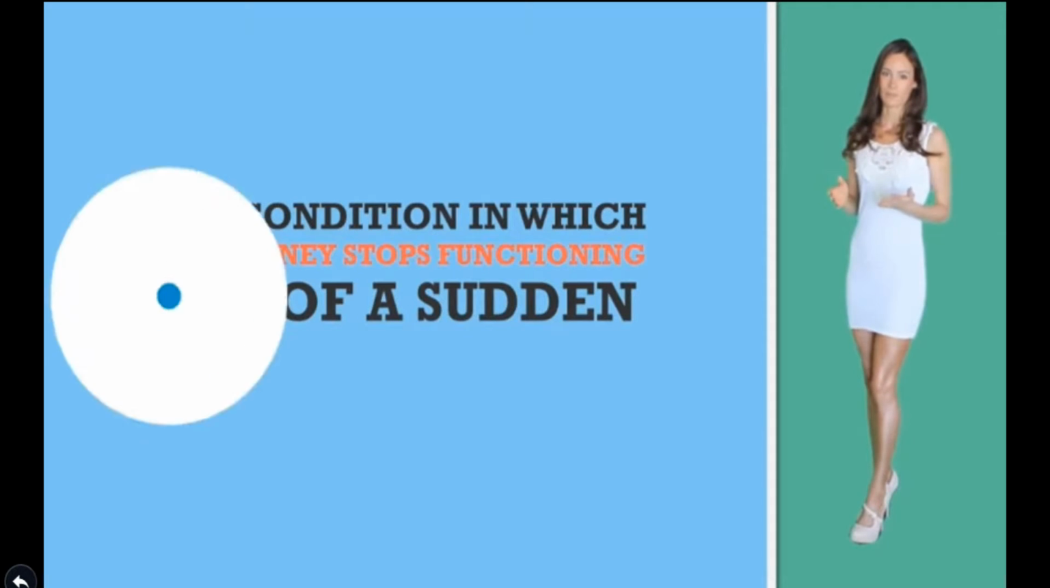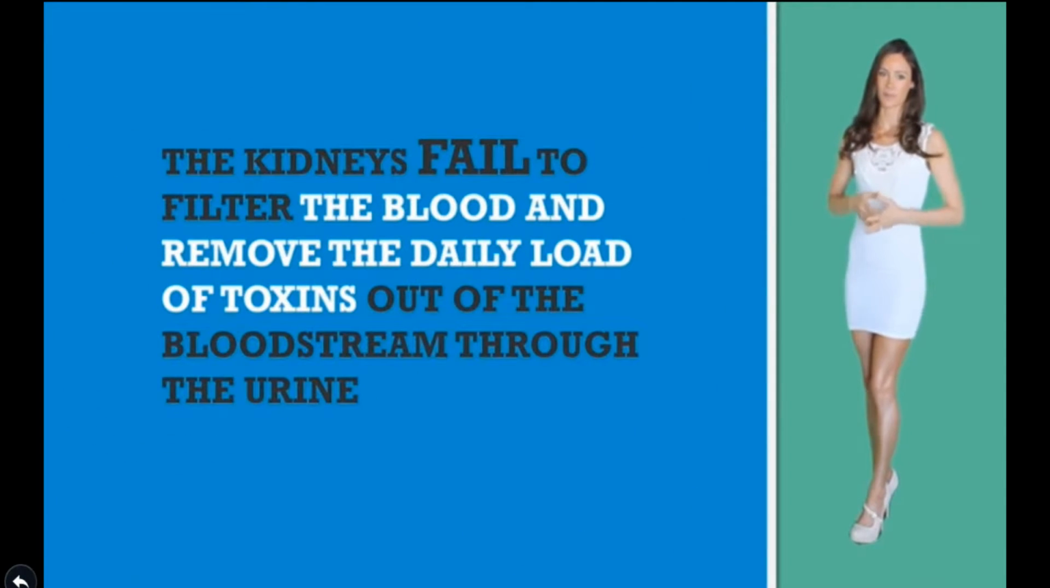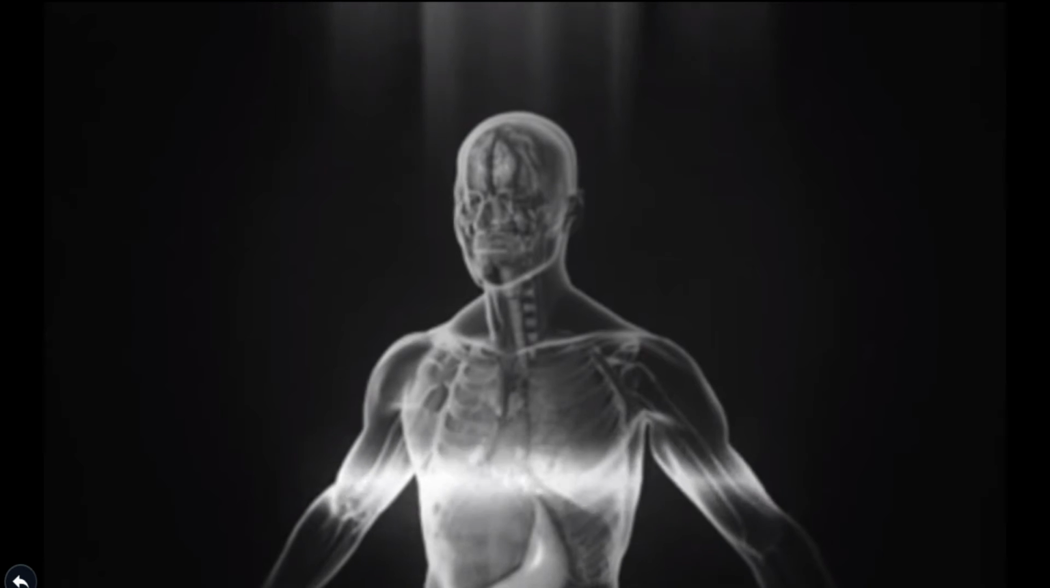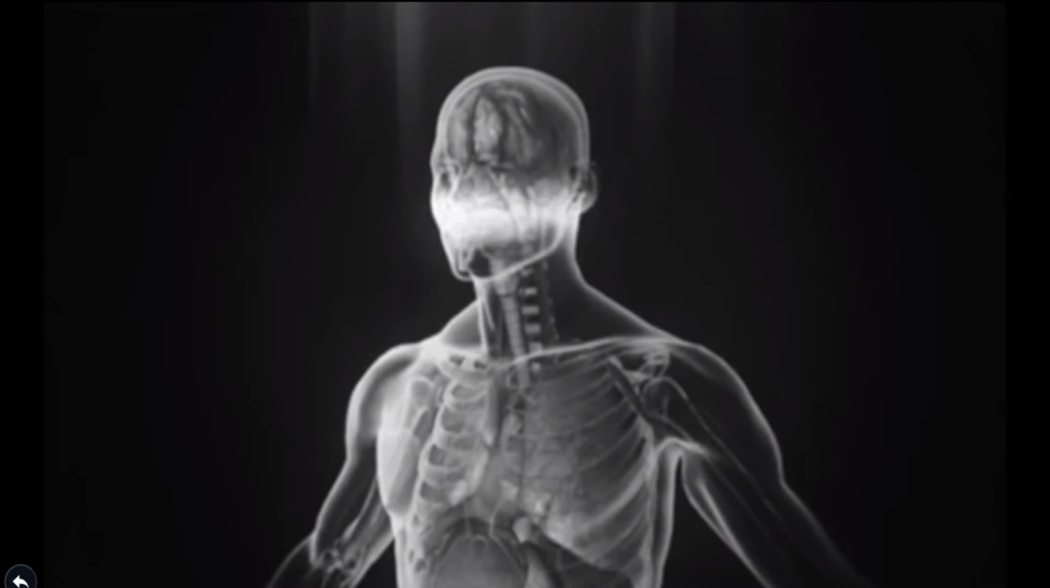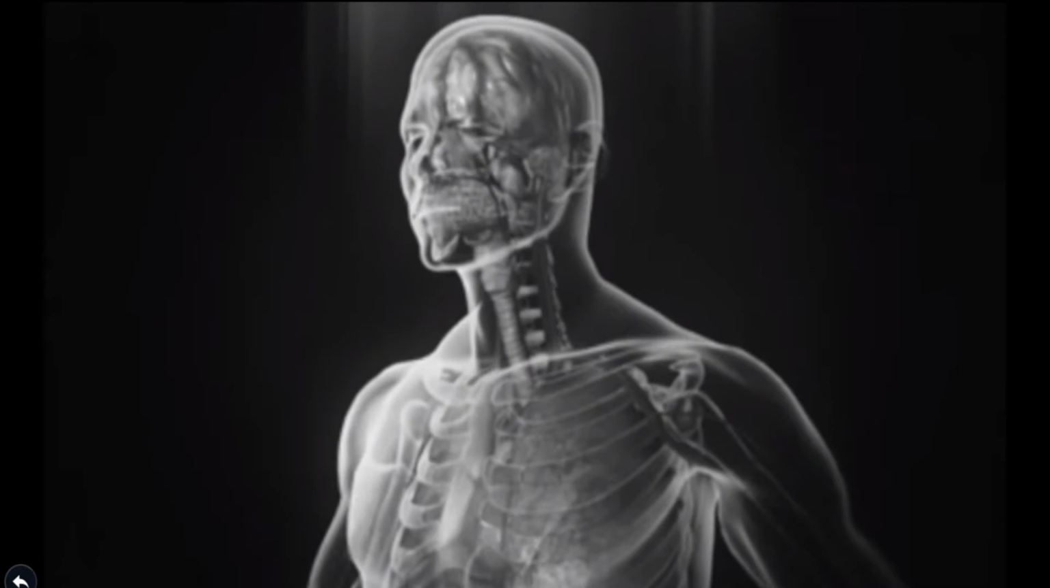In acute renal failure, the kidney fails to filter out the blood and remove the daily load of toxins out of the bloodstream through the urine. This leads to the accumulation of waste inside the body and disturbs the balance and concentration of chemical substances in the body, which is very damaging.